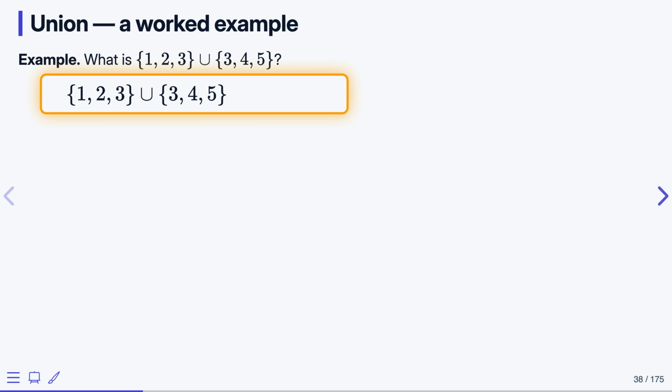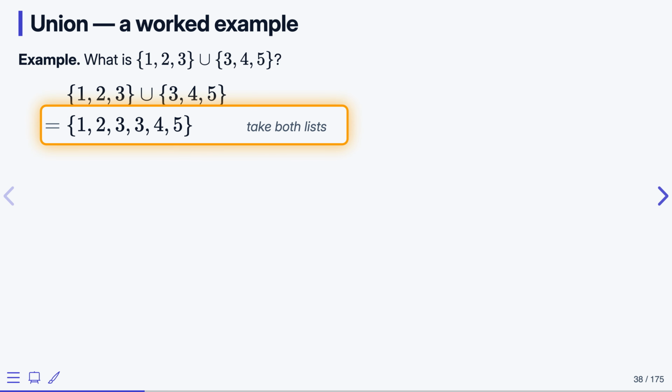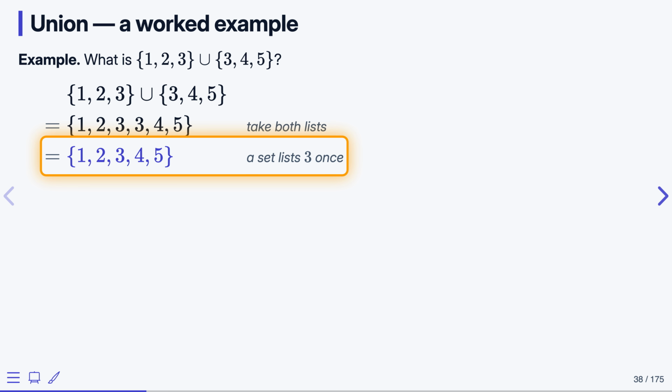Now a worked example. We start with the set {1, 2, 3} union the set {3, 4, 5}. Step 1. Take everything from both lists and do not tidy up yet. That gives 1, 2, 3, 3, 4, 5. The 3 turned up twice because it is in both sets. Step 2. A set never lists the same thing twice, so we write the 3 only once. The answer is {1, 2, 3, 4, 5}. Five elements, not six.